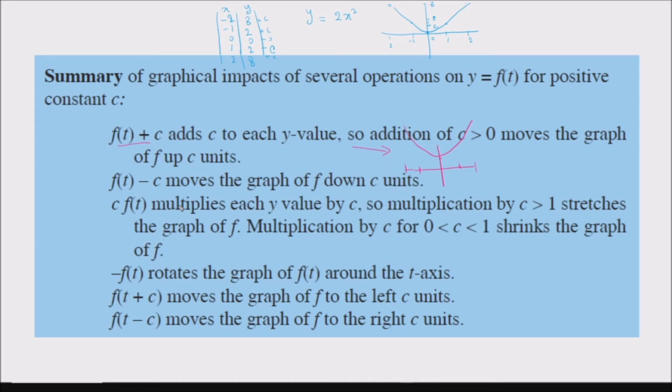If c is less than 0, then obviously your graph will look like this. The x won't change, but the y value is now changed, right? So this is what happens with these kinds of things. So what happens when you multiply your y value? How does that affect it?